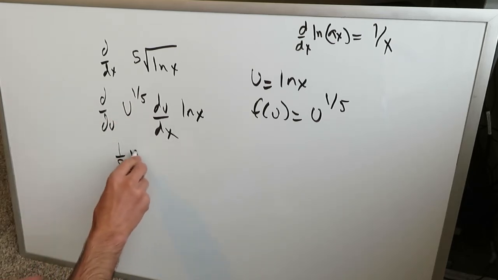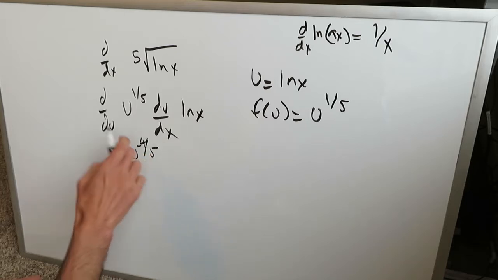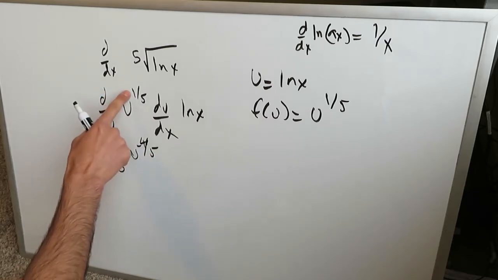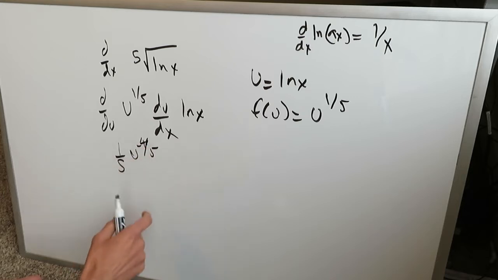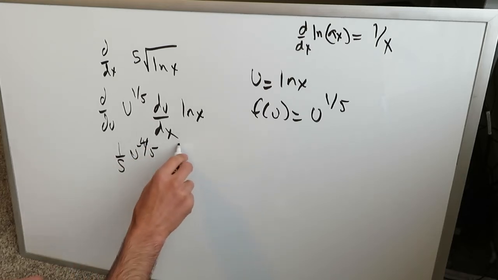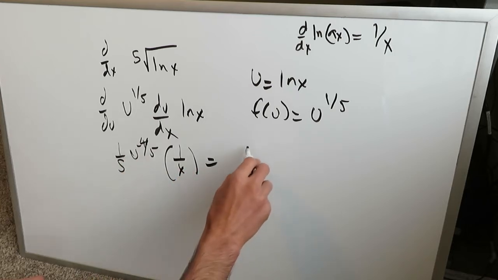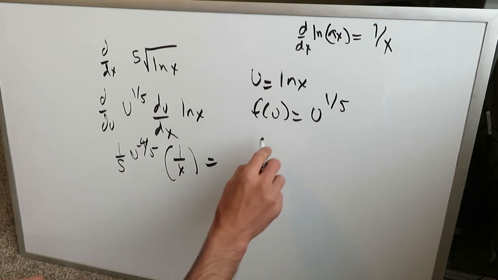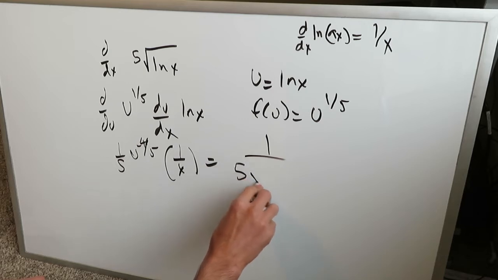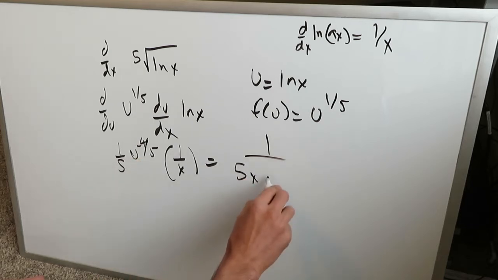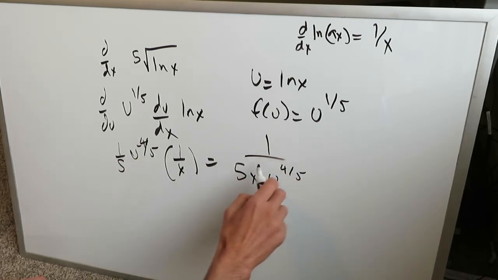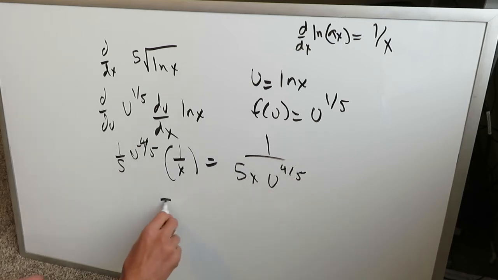1 over 5 u to the power of minus 4 over 5. 1 over 5 comes here as a coefficient. The exponent is reduced by 1, minus 4 over 5. Ln x becomes 1 over x. To do the final part over here, I'm bringing these x and the 5's together. Everything will be with the denominator 5x. U to the 4 over 5 will come down with a positive exponent. See, u to the 4 over 5. Our final answer will be right over here, 1 over 5x.